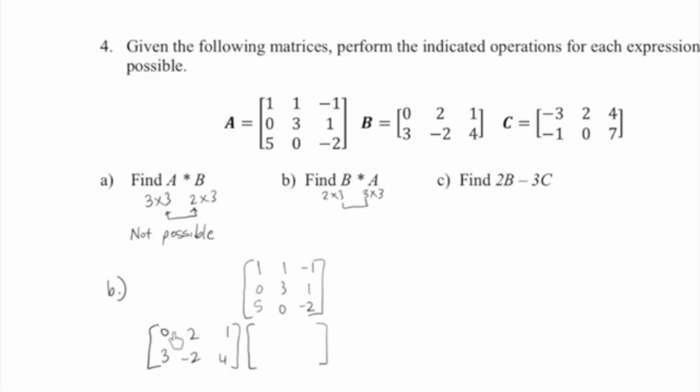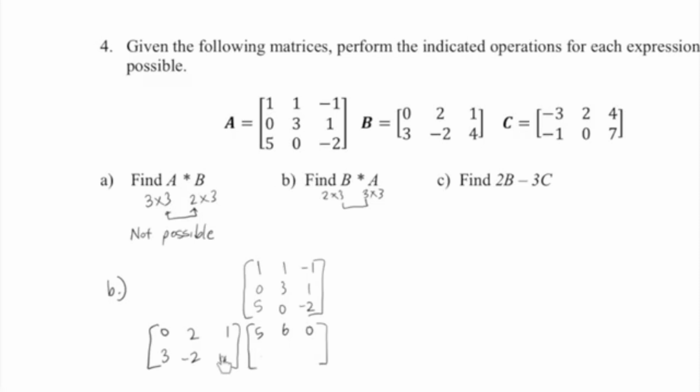So this entry here is going to be a combination of this row and that column. So 1 times 0 is 0, plus 0 times 2, that's 0, plus 5, so 0 plus 0 plus 5. This entry is a combination of that column with that row, so 0 times 1 is 0, 2 times 3 is 6, 1 times 0 is 0, so 0 plus 6 plus 0 is 6. This entry is a combination of that column and this row, so 0 times negative 1 is 0, 2 times 1 is 2, 1 times negative 2 is negative 2, so 0 plus 2 plus negative 2 is 0.